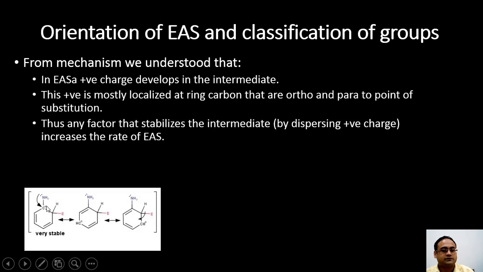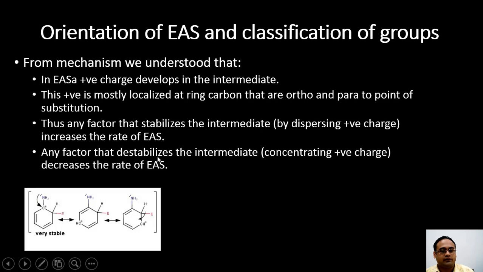For example, if you consider aniline, if electrophilic aromatic substitution is taking place on the ortho position of aniline, then the positive charge will be localized at these three centers, out of which this intermediate has the carbon positively charged which is directly attached to an amino group. That means the amino group can donate electrons through resonance effect and lead to a very stable intermediate. This group will stabilize the intermediate by dispersing the positive charge and increase the rate of the substitution.